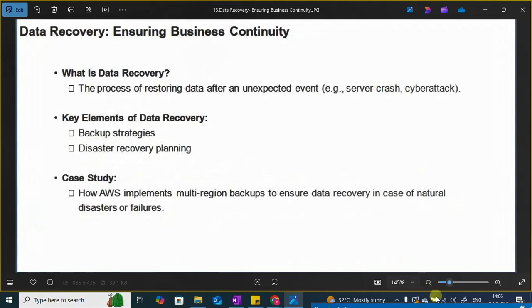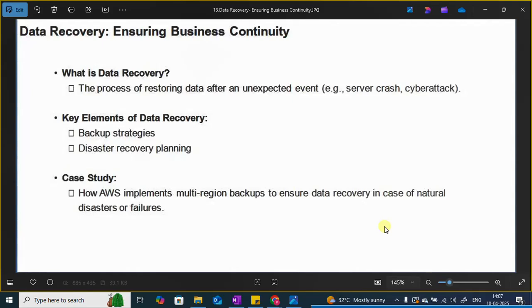Now, data recovery, ensuring business continuity. What is data recovery? The process of restoring data after an unexpected event, for example a server crash or cyber attack. That is called data recovery. Recovery means just covering back. Key elements of data recovery: backup strategy, disaster recovery planning, and all.